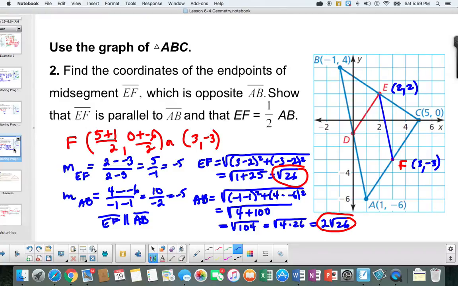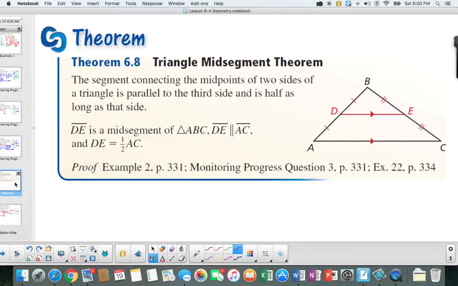And here are the answers, and it is happening again. We're getting this parallel to this, and we're getting that this distance is √26, and this distance is 2 √26, this is twice as big. Now this gives us the idea for the triangle midsegment theorem, which says that when you have a midsegment right here, which joins the midpoints, it's going to be parallel to the third side, and it's going to be 1/2 of the third side.